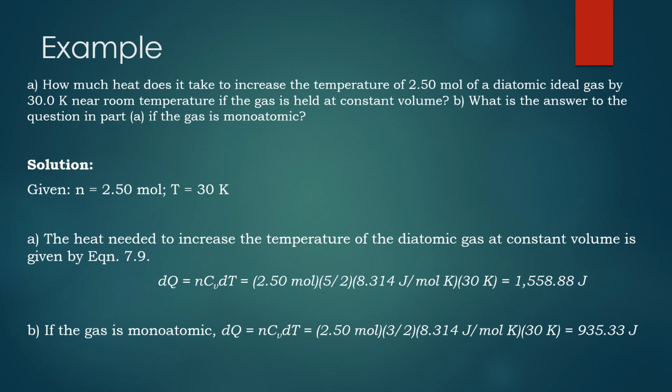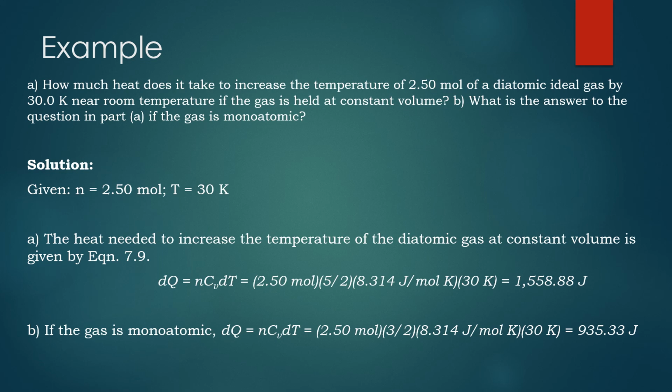For our example on heat capacities, let us consider this problem. Question letter A. How much heat does it take to increase the temperature of 2.50 moles of a diatomic ideal gas by 30 Kelvin near room temperature if the gas is held at constant volume? What is the answer to the question in part A if the gas is monoatomic? Again, to solve this problem, let us identify the given. So we have the number of moles n is equal to 2.50 moles and the temperature change dT is equal to 30 Kelvin.